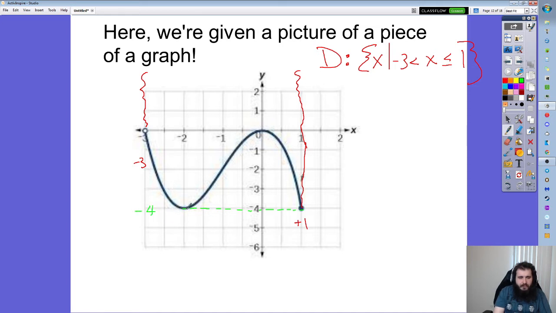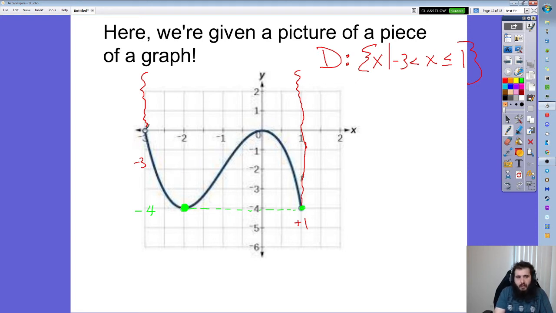And anytime you see a whole piece of a curve there, you're to presume that that is a closed circle, okay? It touches. So we've got a closed circle here and here. So when we put that into our answer, it's going to be equal to as well as, right?